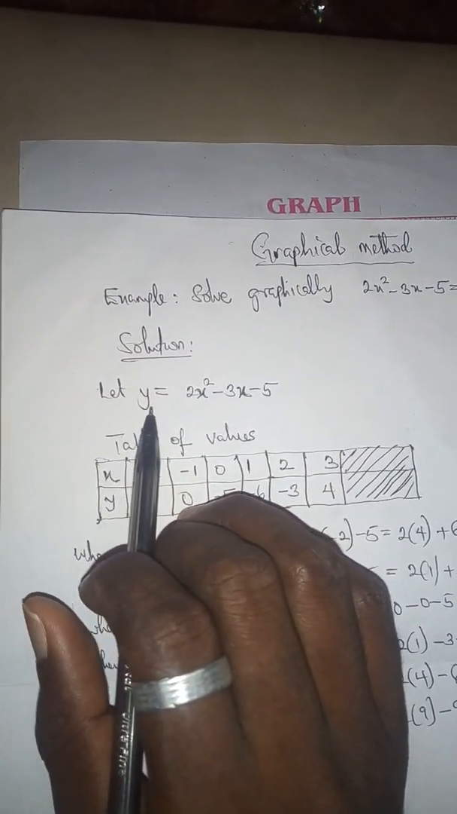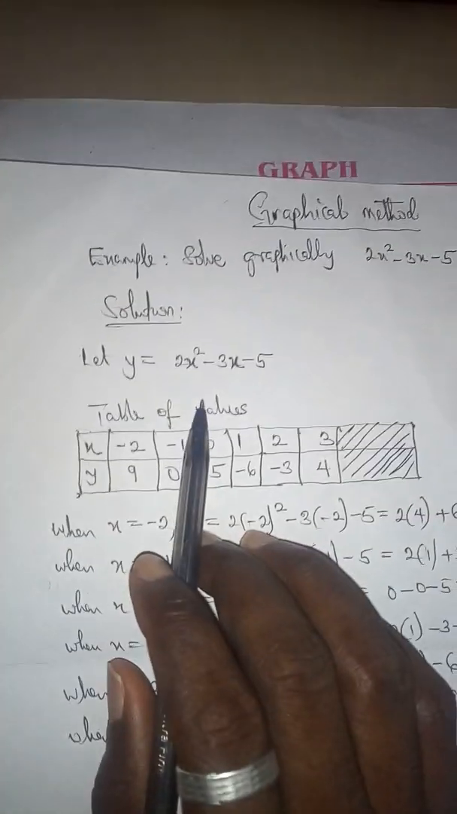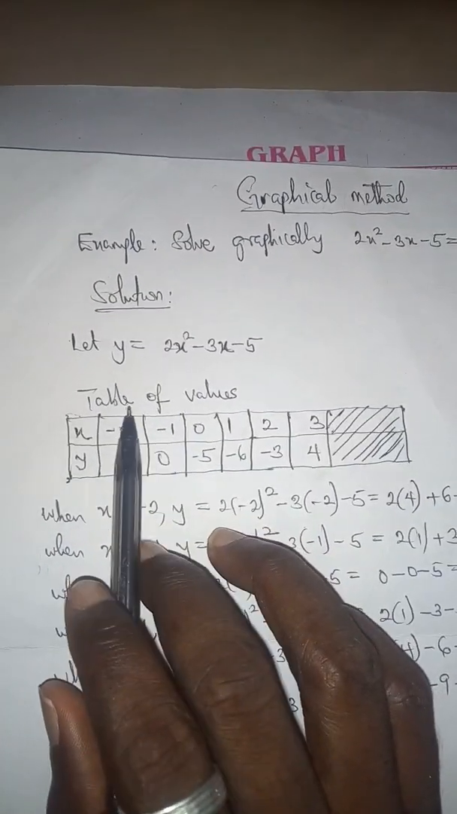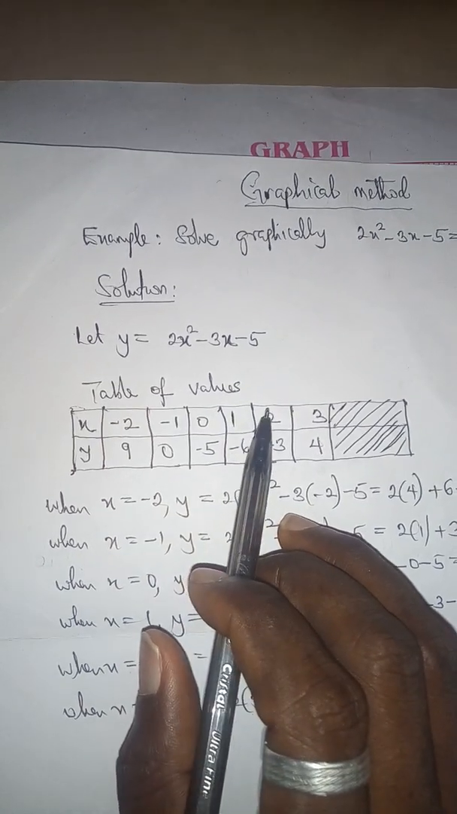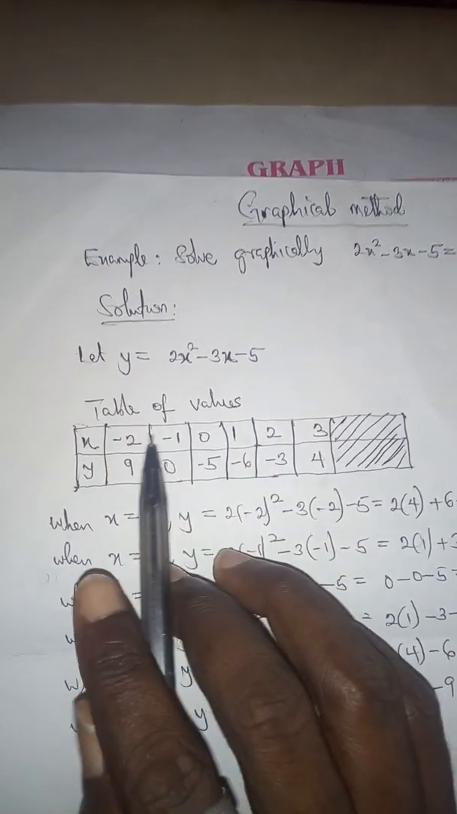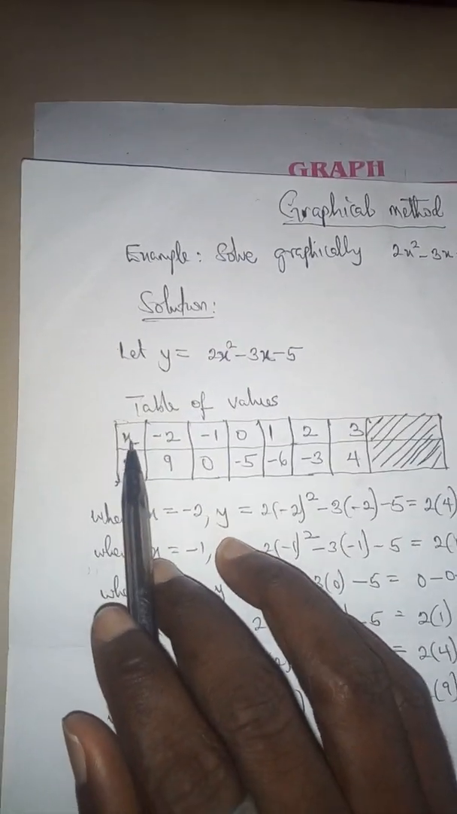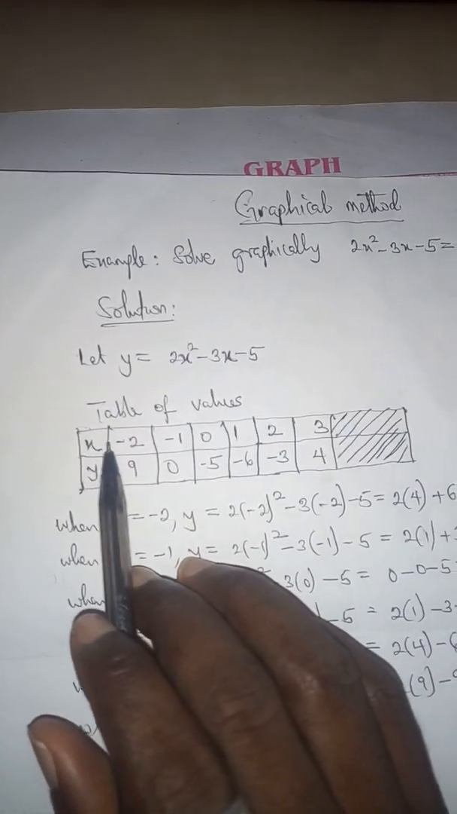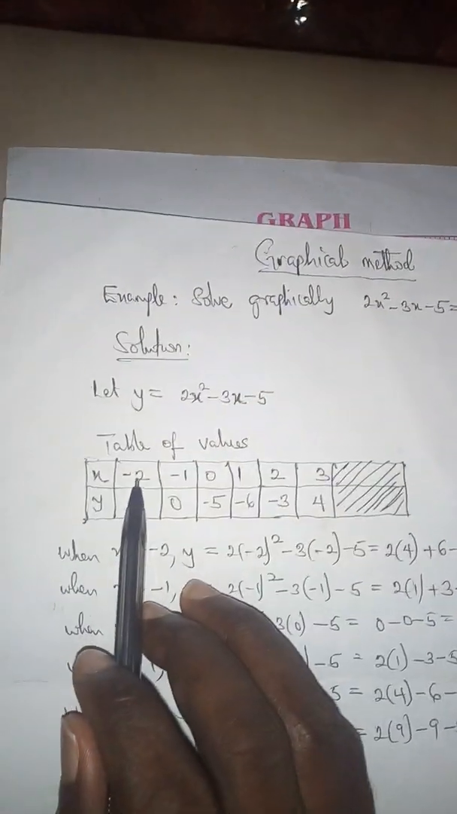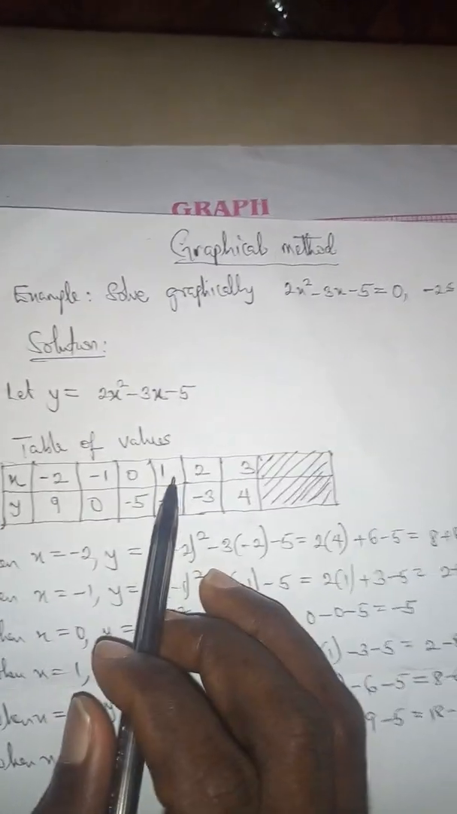We let y be equal to the given equation. And the first thing to do is to determine the table of values. So by determining the table of values, we have our x, we have y. The range of values of x is from minus 2 to 3 on the number line. We have minus 2, minus 1, 0, 1, 2, 3.